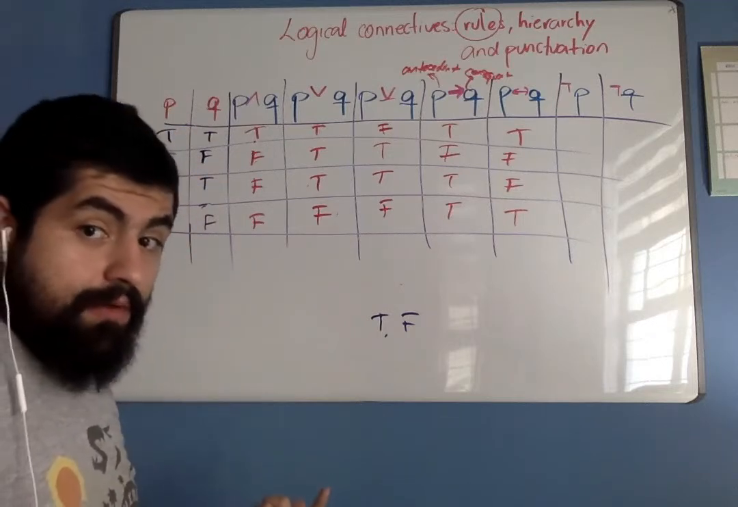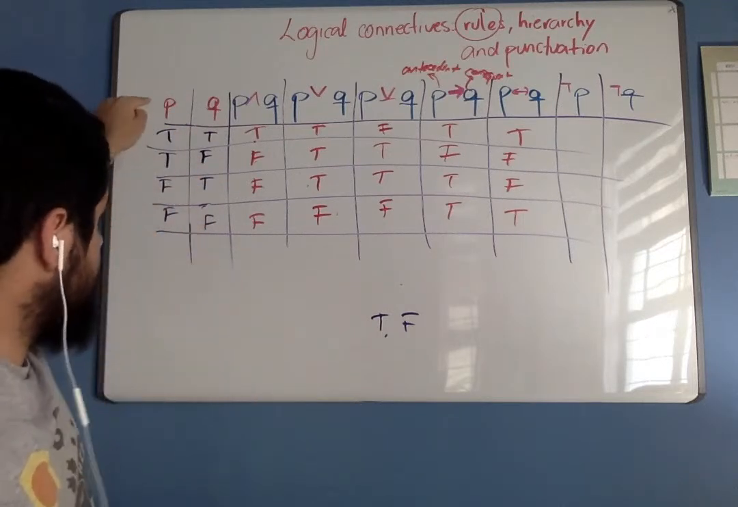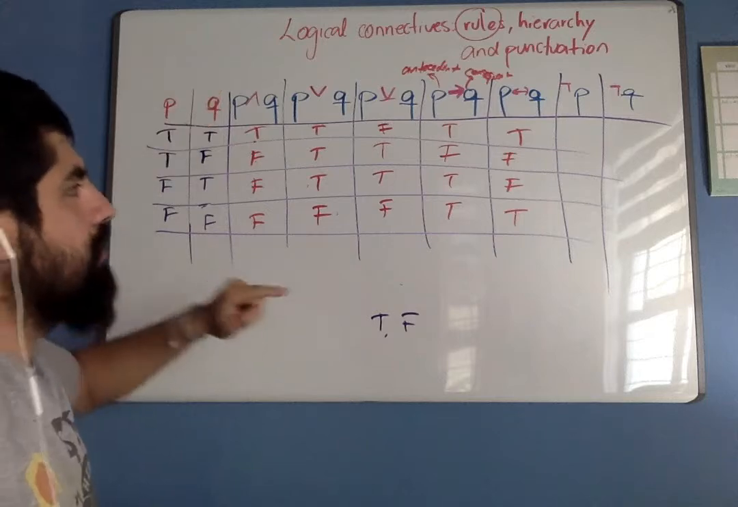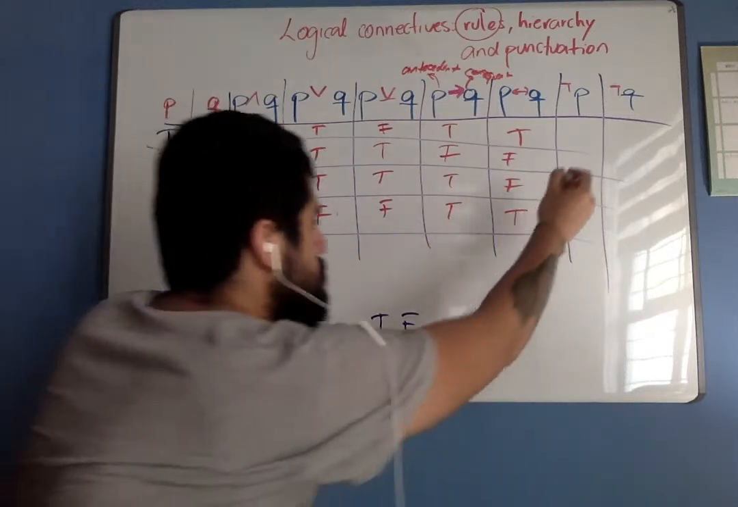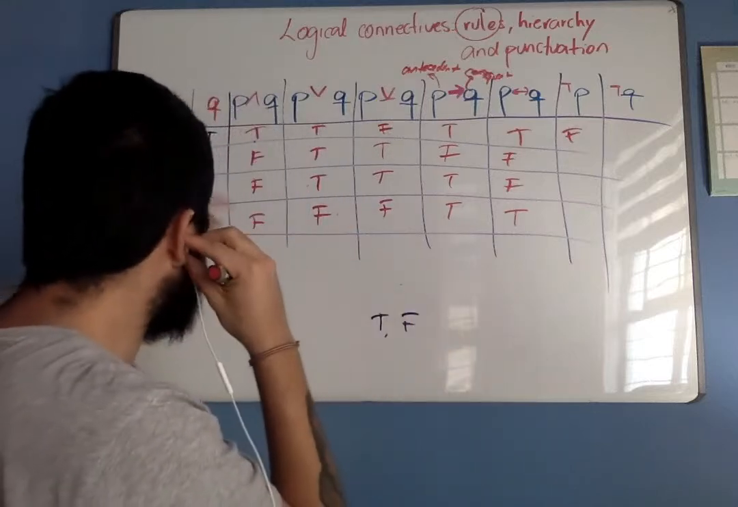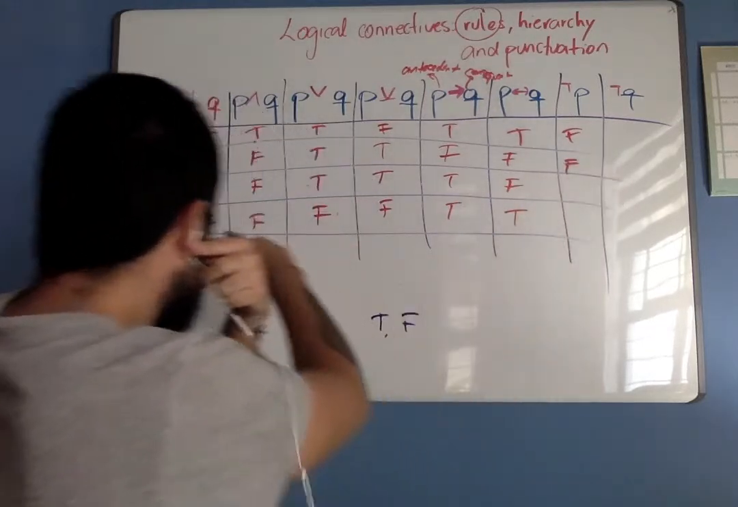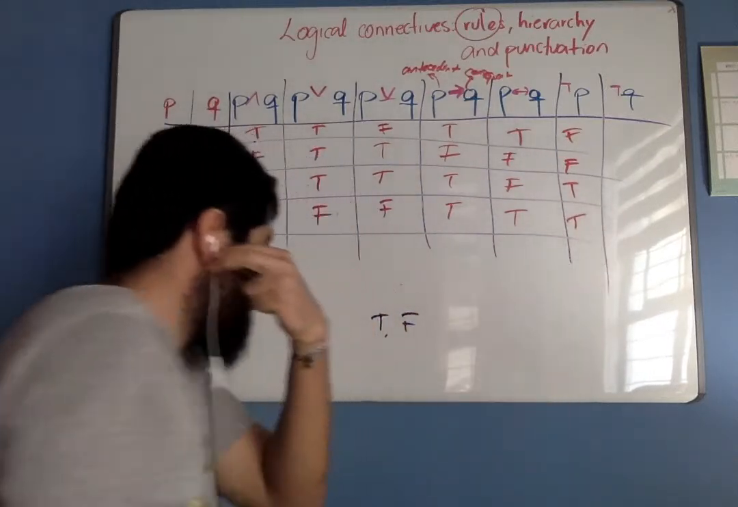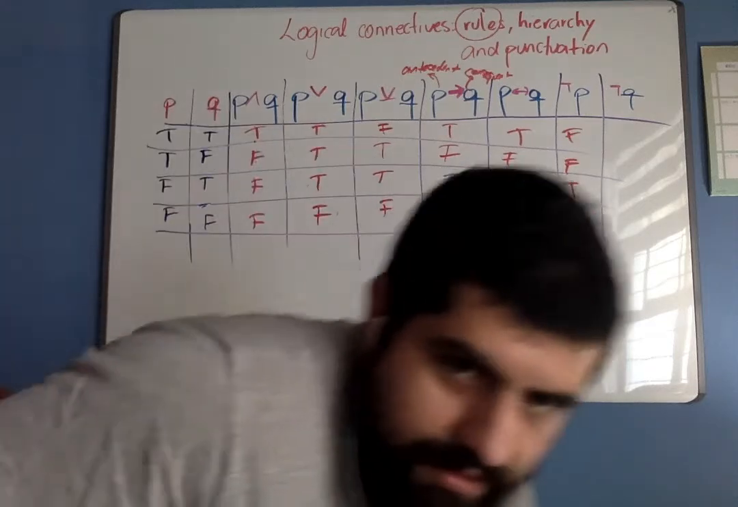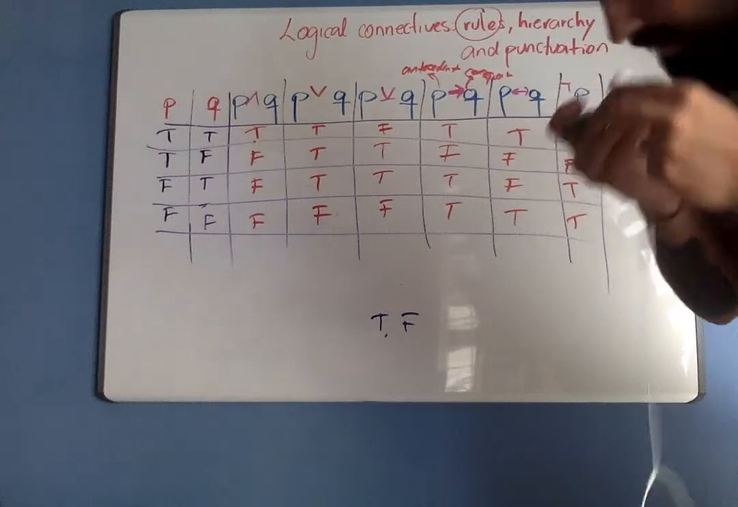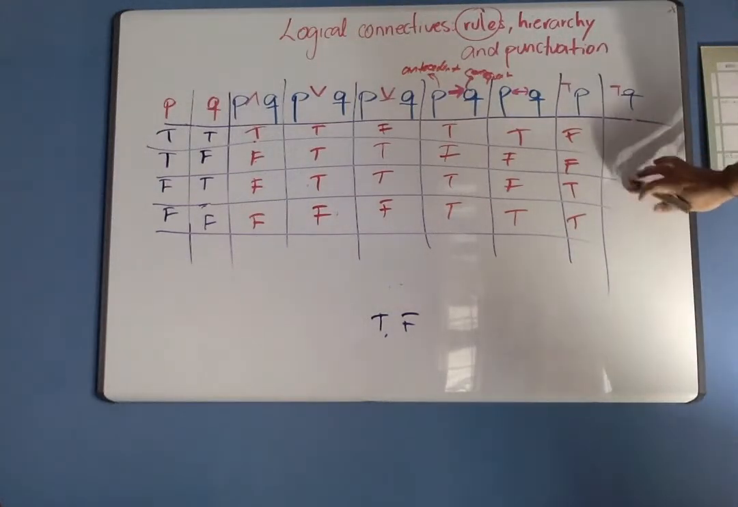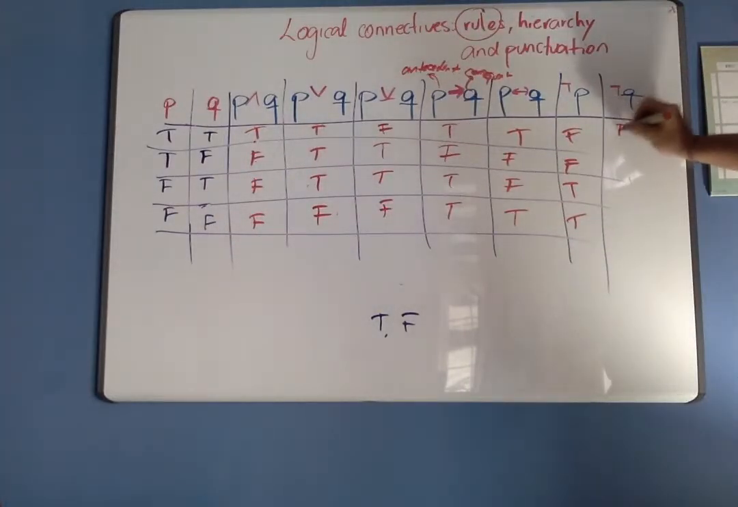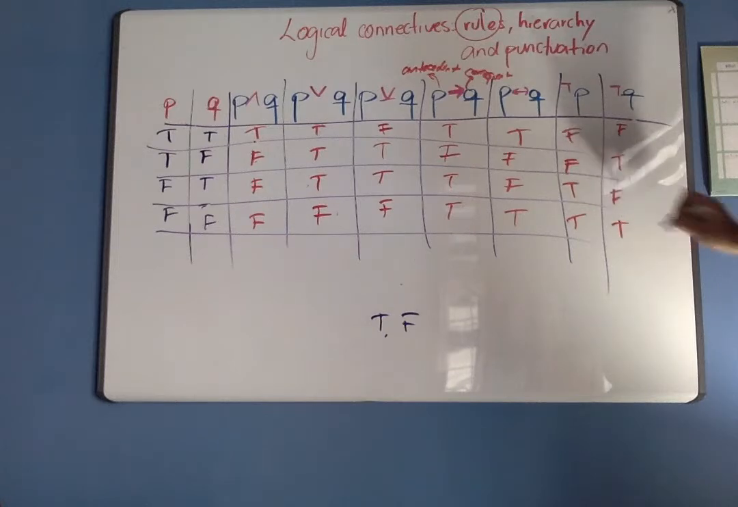So what are we going to do? We simply invert these values for the negation of P, and for the negation of Q, these values. So for the negation of P, true is going to change into false, true into false, false into true, and false into true. Okay? And for the negation of Q, we have true, false, true, false, so we are going to invert them: false, true, false, true. Okay?